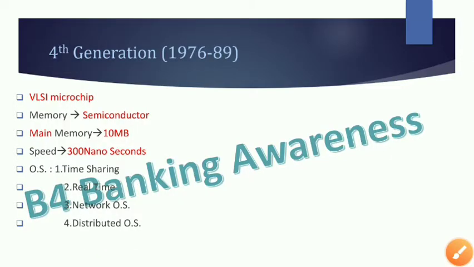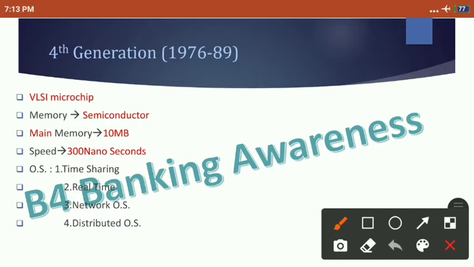In fourth generation, duration was 1976 to 1989. In previous lecture, we have seen that in first generation, there were vacuum tubes, and in second generation they were replaced by transistor. In third generation they were replaced by ICs, and in fourth generation VLSI microchip were used.